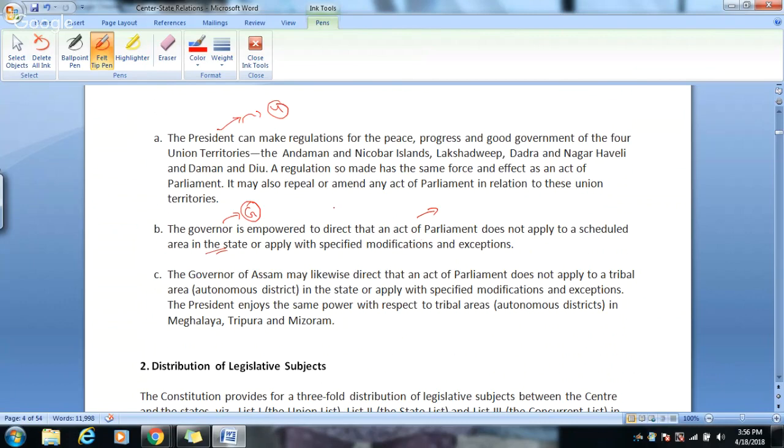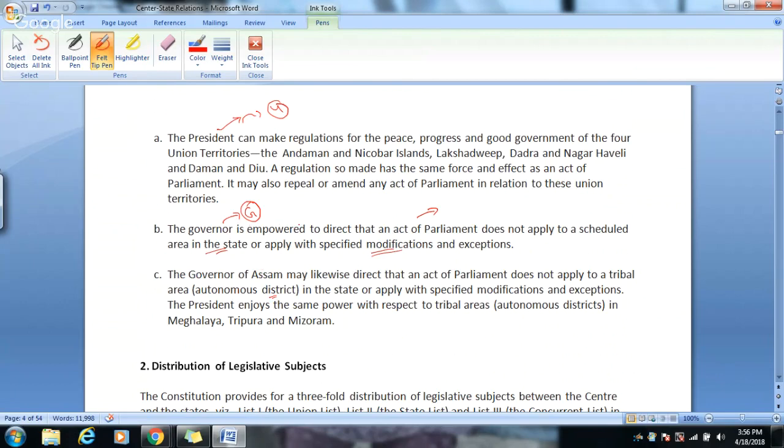So for that act, there will be some modifications and some exceptions for the provisions which are mentioned in that particular act. So for this, the governor of the state is empowered. As well as the governor of Assam may likewise direct that an act of Parliament does not apply to a tribal area, that is an autonomous district in the state, or applies with the specified modifications and exceptions.